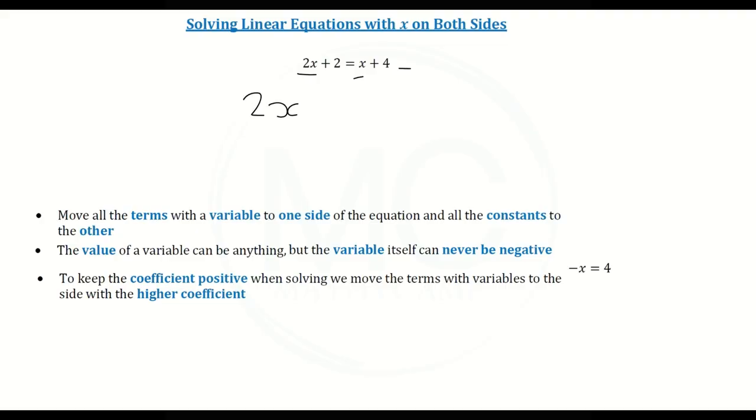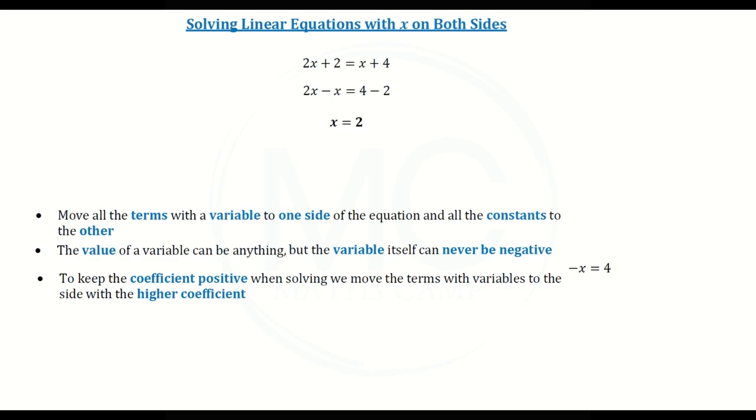Let's subtract x here. These two will cancel, which means we subtract x on this side. On the right-hand side, we have got 4. Then we're going to move this 2, so we subtract 2 on this side, which means we subtract 2 over here. Now we can add like terms. 2x minus x gives us x, and 4 minus 2 gives us 2. And we have now solved this question.